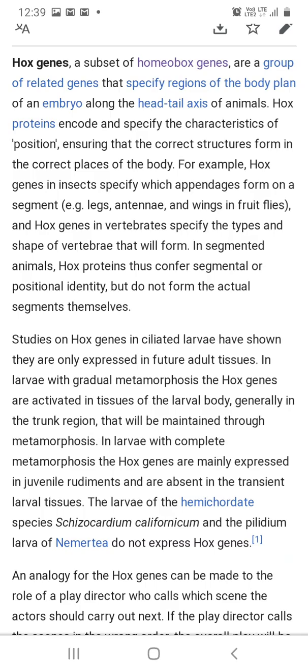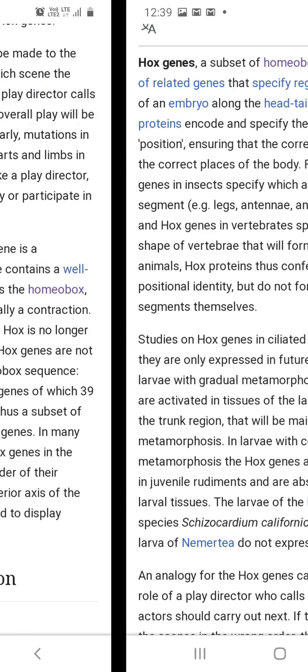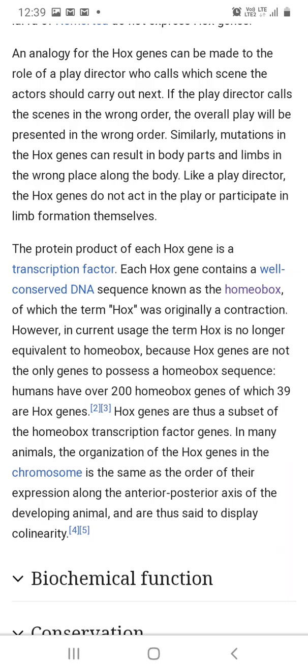The studies on Hox genes in ciliated larvae have shown that they are only expressed in future adult tissues. The protein product of each Hox gene is a transcription factor. Each Hox gene contains a well-conserved DNA sequence known as the homeobox.